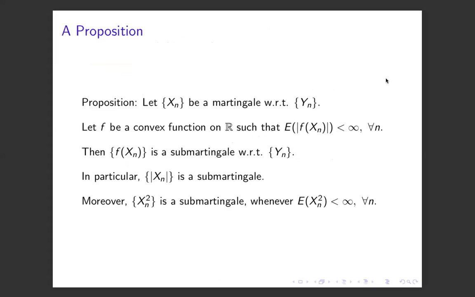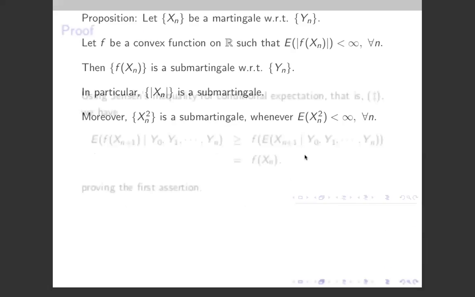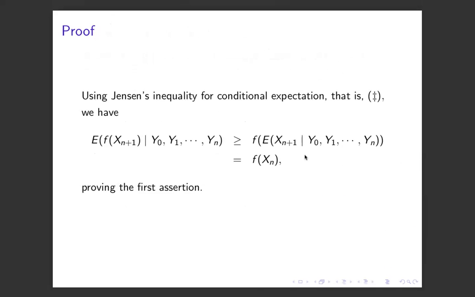So this is the proposition we proved in the last class. If you have a convex function f and Xn is a martingale such that the integrability conditions are satisfied, then f of Xn is a submartingale, and consequently mod Xn is a submartingale, and also Xn squared is a submartingale whenever the second moments exist. The proof uses basically Jensen's inequality for conditional expectation, which we had also seen.